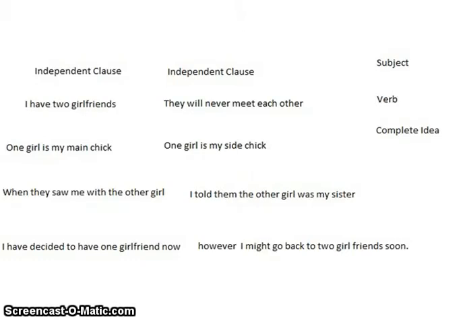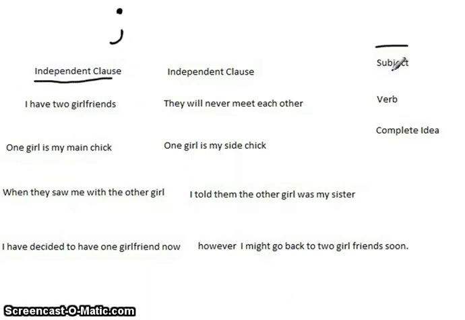Today we're going to be talking about semicolons. Semicolons are a unique piece of punctuation because they are used in a very specific way and can add maturity to your writing in a very, very easy way. So the first thing that I need you to make sure that you understand is what an independent clause is.